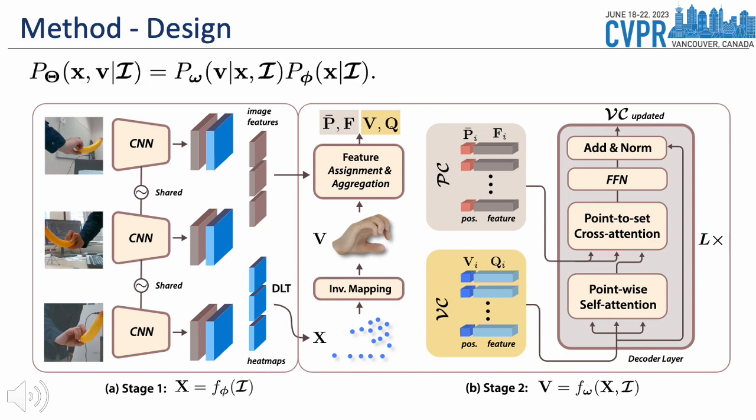Using the chain rule, we decompose the problem into two stages. In the first stage, we predict the key point X from the multi-view images using algebraic triangulation. In the second stage, we predict the hand mesh vertices based on X and the images.